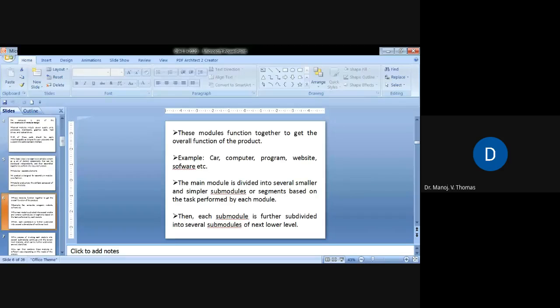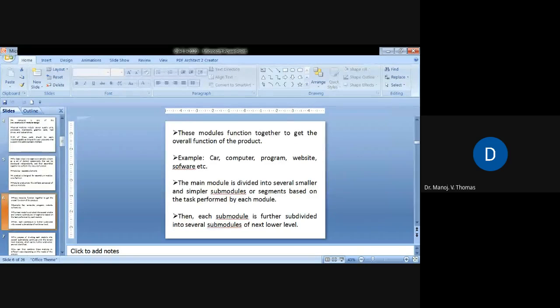The main module is divided into several smaller and simpler sub-modules or segments. They are also called segments, based on the task performed by each module. Then each sub-module is further subdivided. If you can handle that sub-module, then you stop dividing and you implement or deal with that module. Otherwise, if you think that it is again complex, or if you find that dividing this sub-module into further modules will be easier for me to manage, you divide it. It's all about management. It's all about flexibility of implementing.